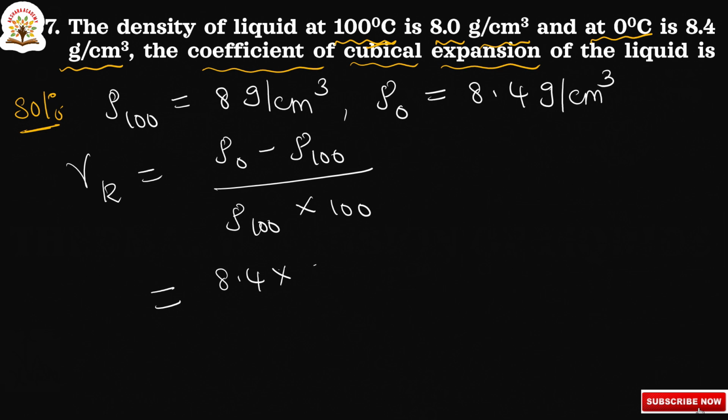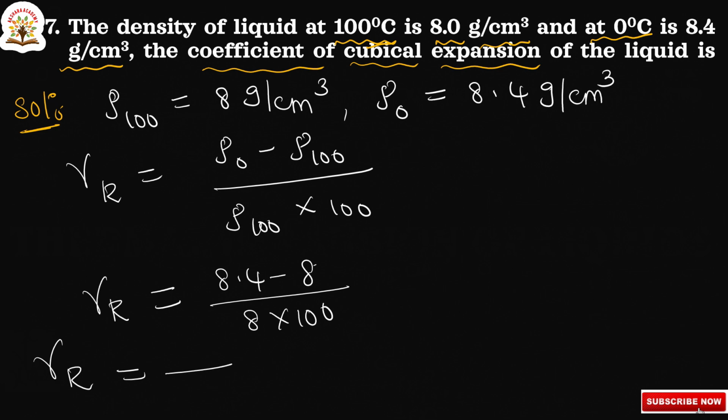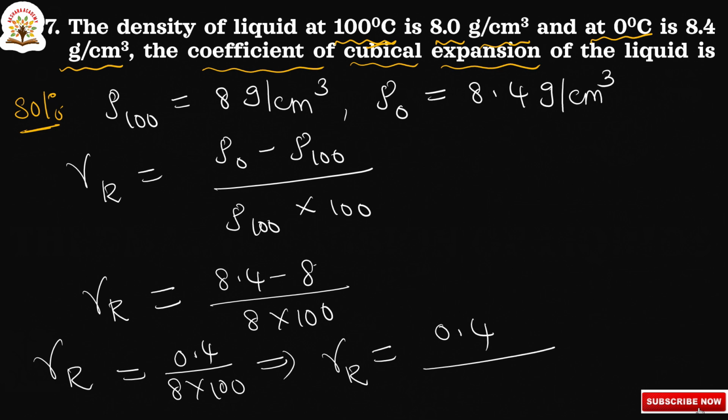That is equal to (8.4 minus 8) by (8 into 100). So gamma R is equal to 0.4 by (8 into 100). In decimal representation, we write gamma R equals 4 by 1000, or it can be written as 8 by 1000 over 2.